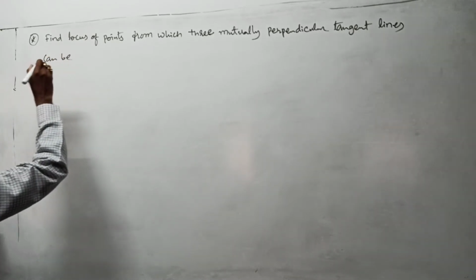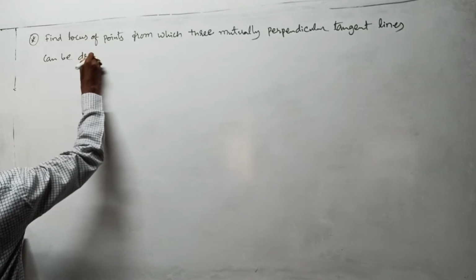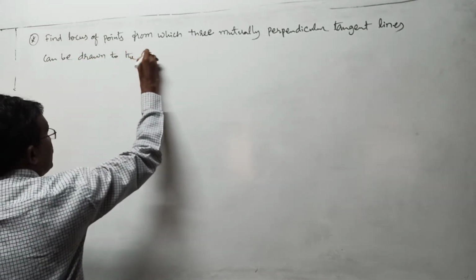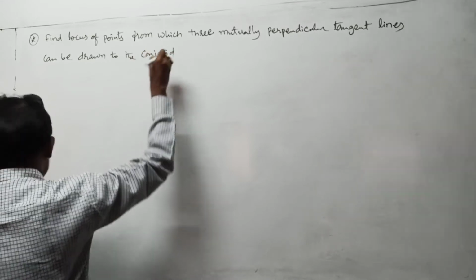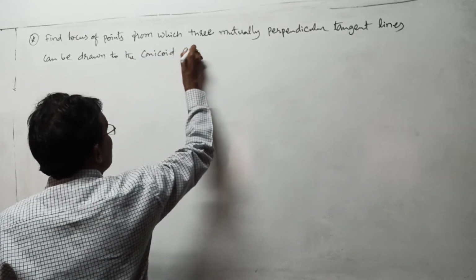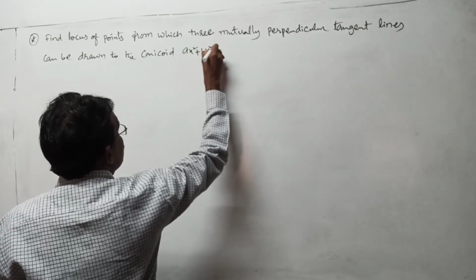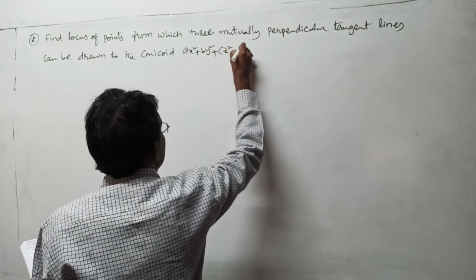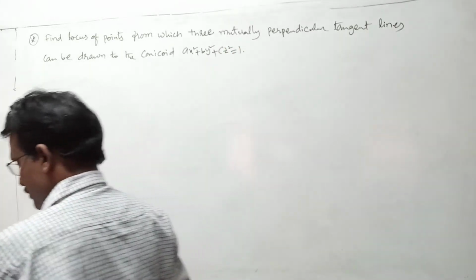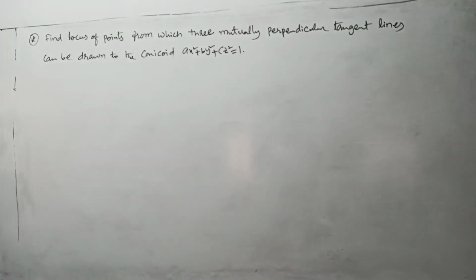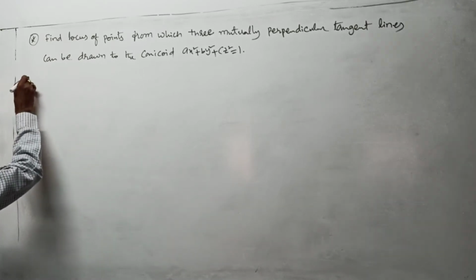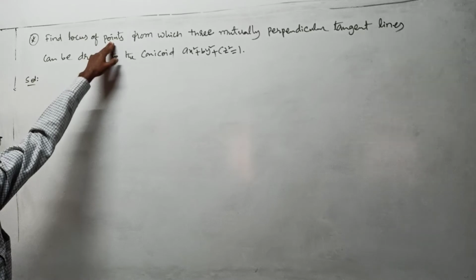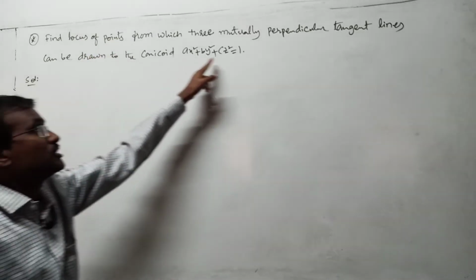Can be drawn to the conicoid ax square plus by square plus cz square is equal to 1. Again, it is also the same as the previous question. Let us take x1, y1, z1 as the point P, and take this as S1.